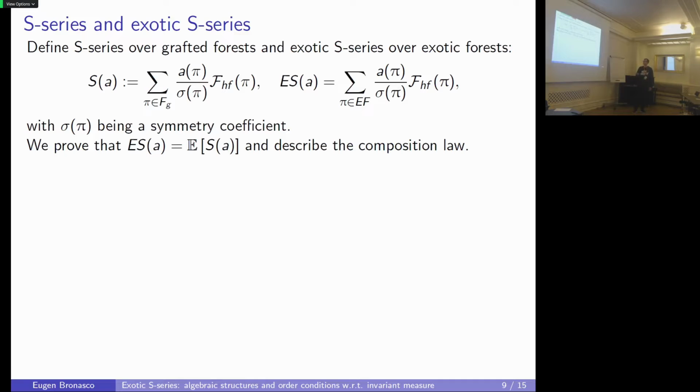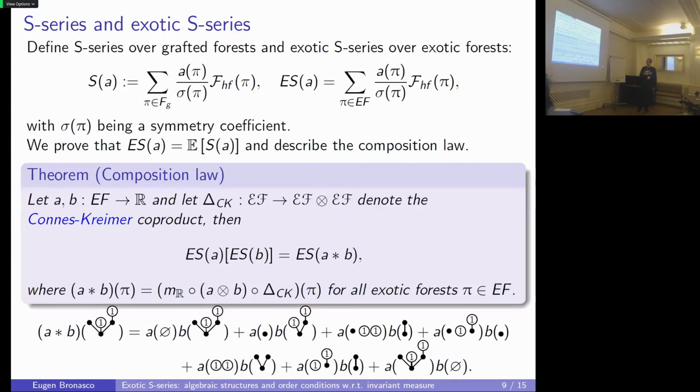then this is equal to an exotic S-series corresponding to a natural extension of the functional A from grafted to exotic forest. And this is a bit surprising, because this fact is due to these sigmas in the definitions. These sigmas make this nice relationship happen. And it's surprising because originally this sigma is introduced to simplify the description of the composition law. And we're going to discuss composition next.